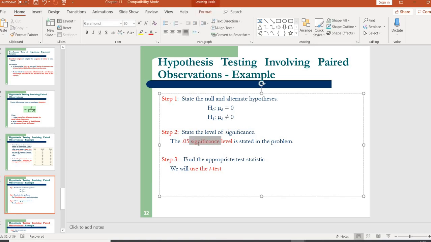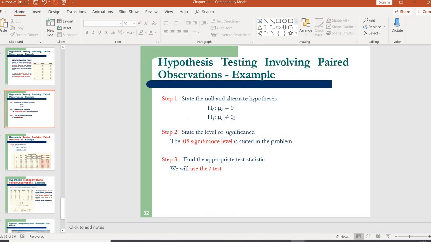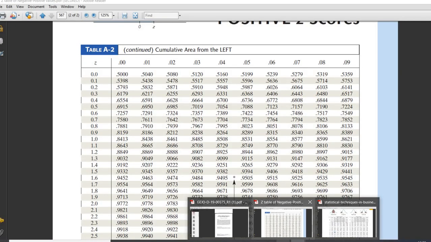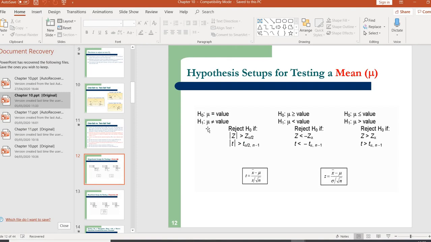Now we set the significance level, which is 0.05, and remember the significance level is the probability of rejecting the null hypothesis when it is true. Then we find the appropriate test statistic, and here we use a t-test because the two samples are paired. Remember, because the alternative has no direction sign, we are in the case of a two-tailed test.